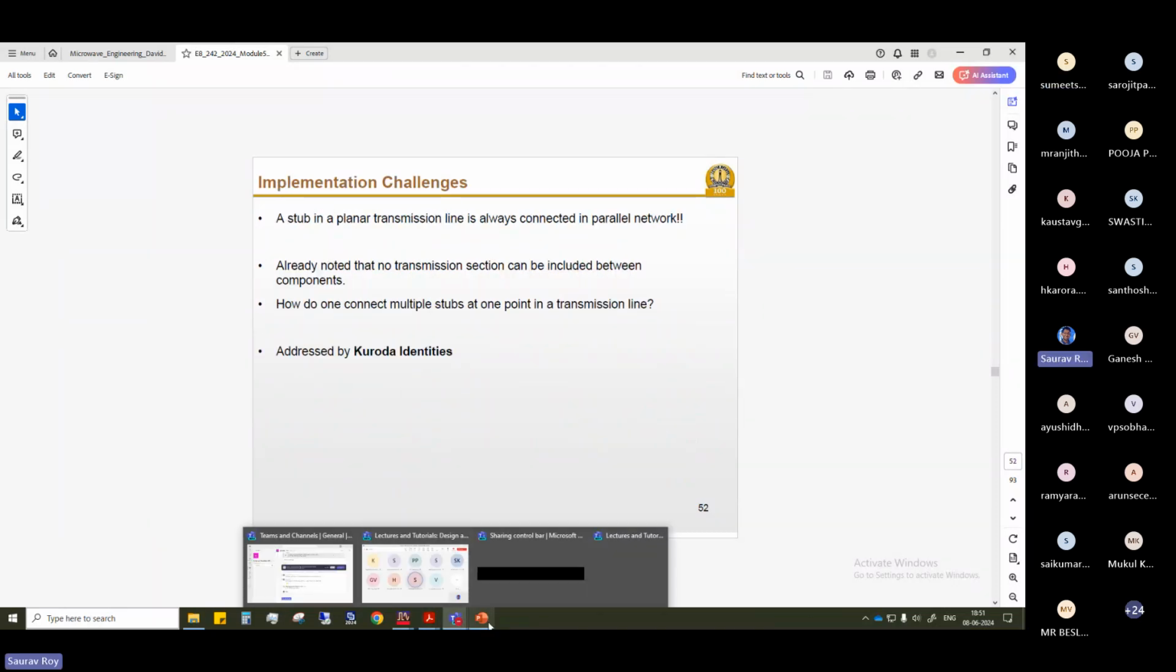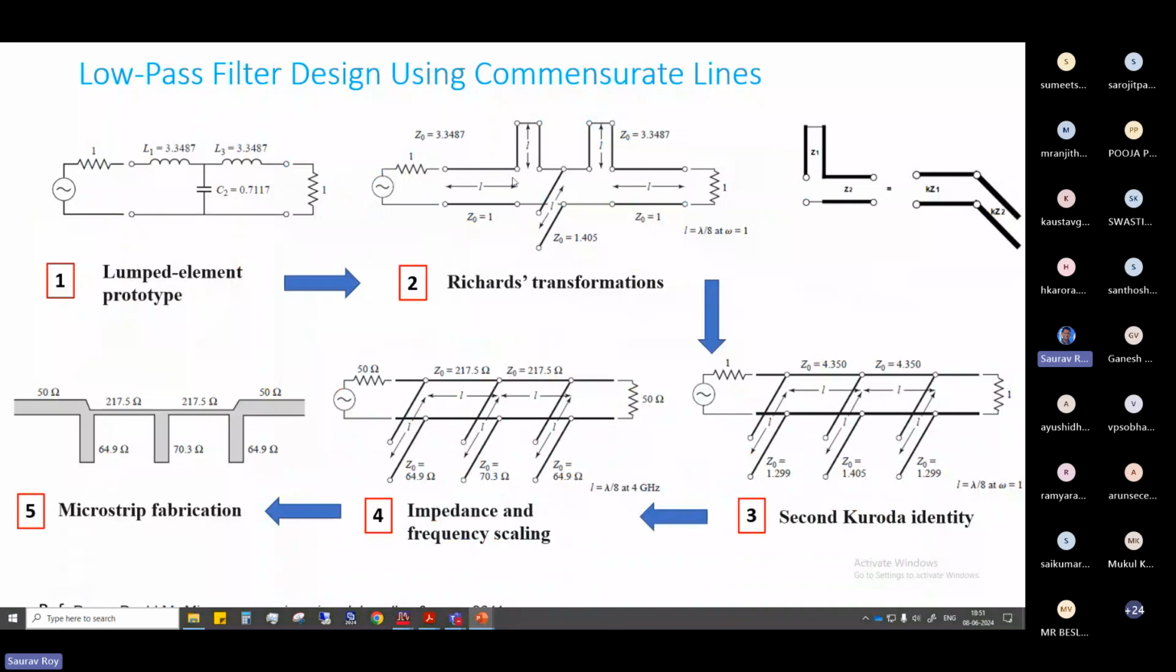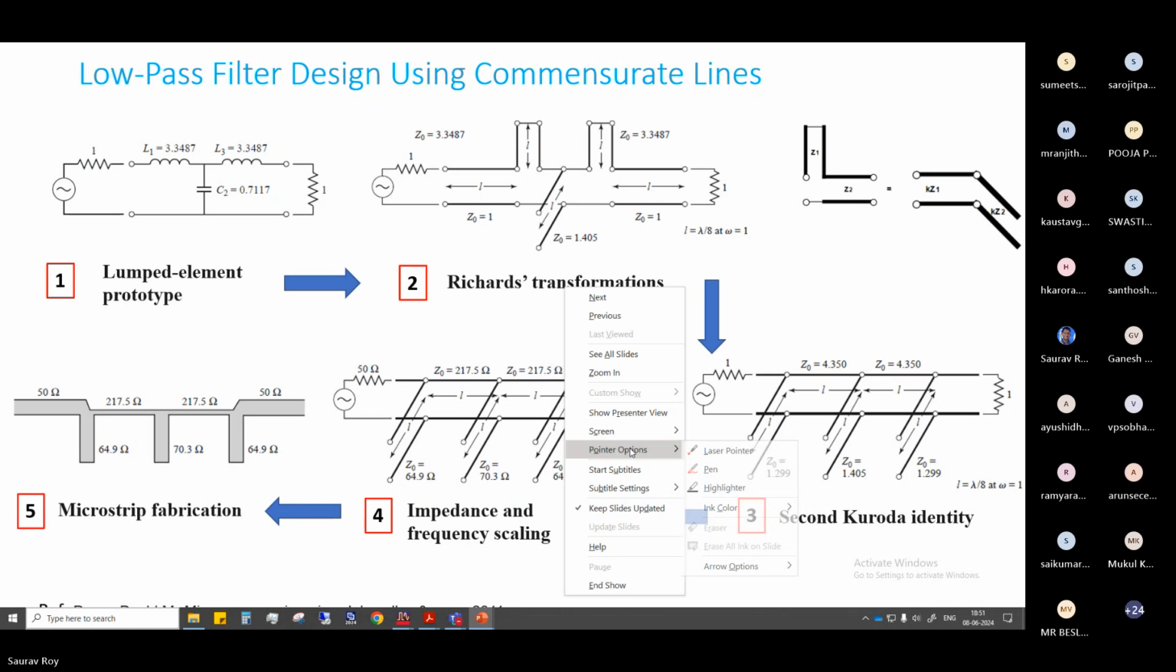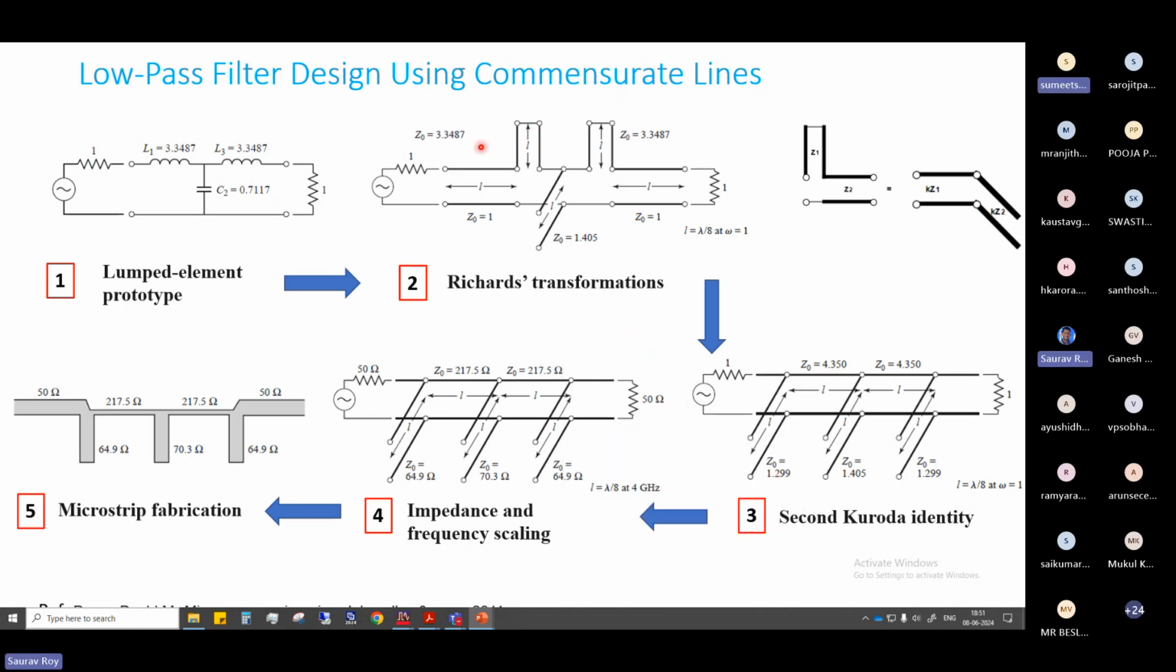Now coming back to this. So here in the second step, the L has been replaced by, let me take the pointer, so L has been replaced by the shunted stub here, the inductor. And then in between, the capacitor has been replaced by an open stub. And again the third L, which is symmetrical, has been replaced by another shunted stub.